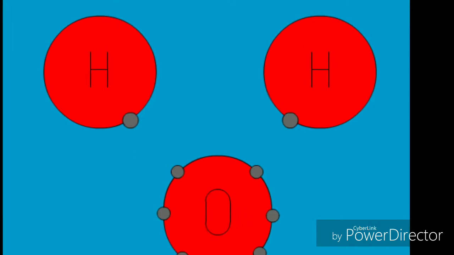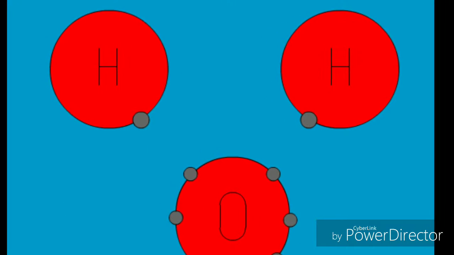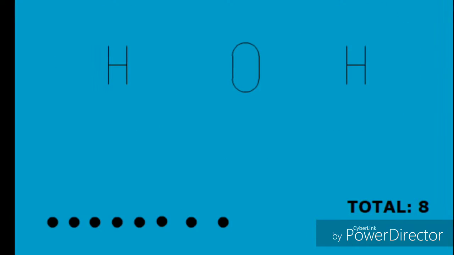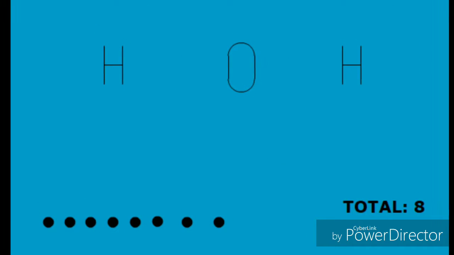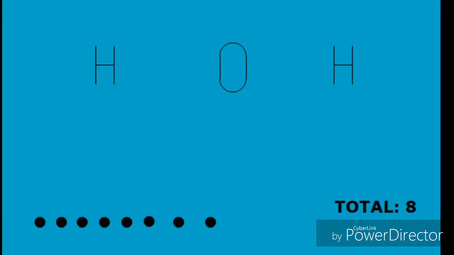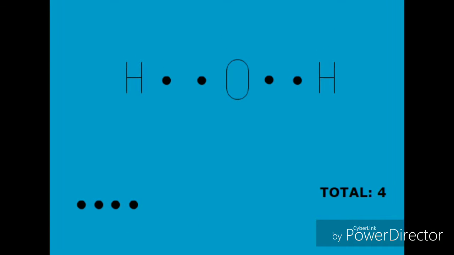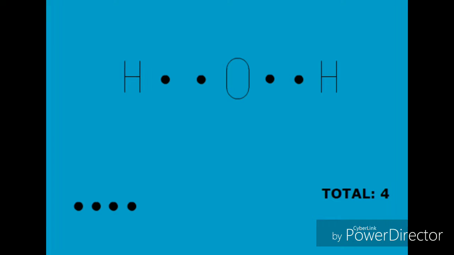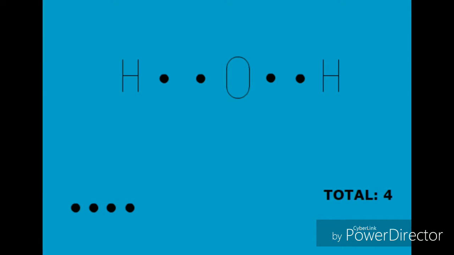First, figure out how many total valence electrons are available. Each hydrogen atom has one valence electron, and oxygen has six, for a total of 8. Hydrogen and oxygen don't have enough electrons to be stable, so they share electrons to make up for it, which creates a bond between the atoms.